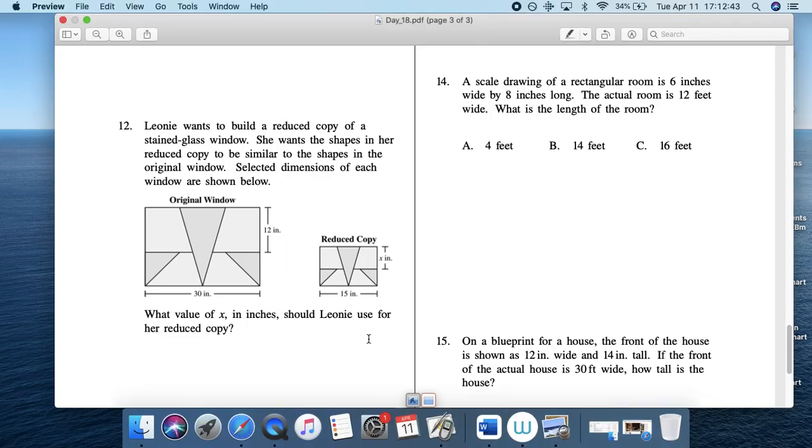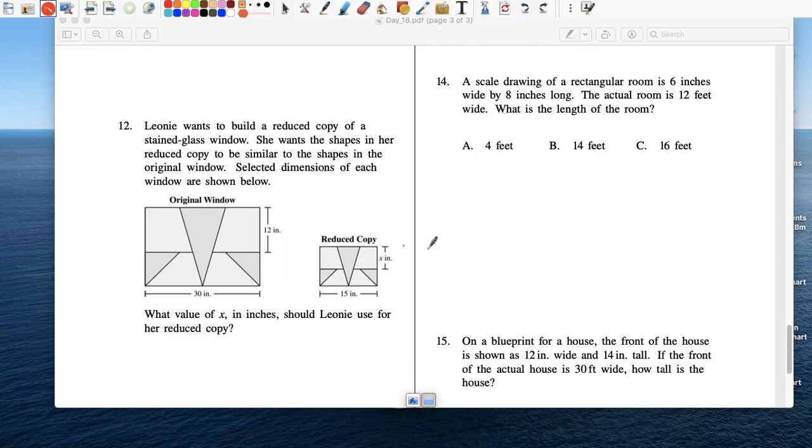So, right, if they're similar, we can use a proportion, right? So the ratio of corresponding sides have to be the same. So here we can take this one with this one. So 30 corresponds to 15, as this 12 corresponds to x, and there's our proportion. Right, the ratio between corresponding sides in similar shapes has to be the same.